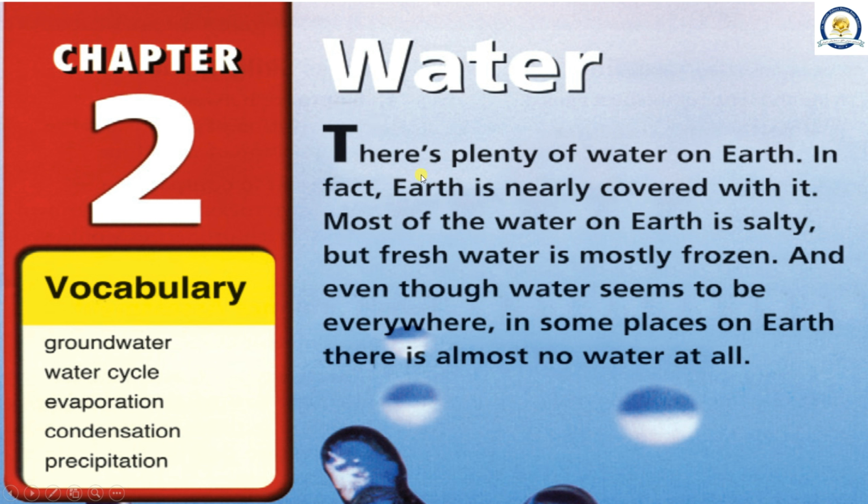Water. There's plenty of water on Earth. In fact, Earth is nearly covered with it. Most of the water on Earth is salty. But fresh water is mostly frozen. And even the water seems to be everywhere. In some places on Earth there is almost no water at all.